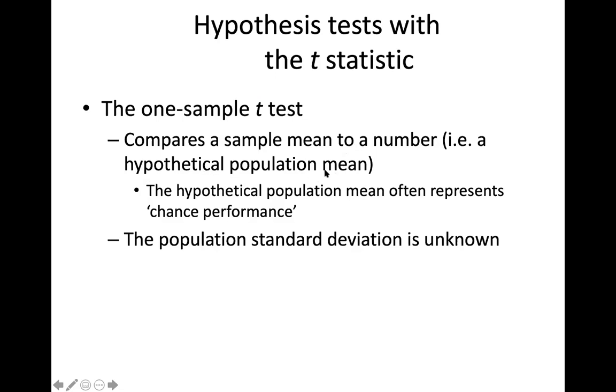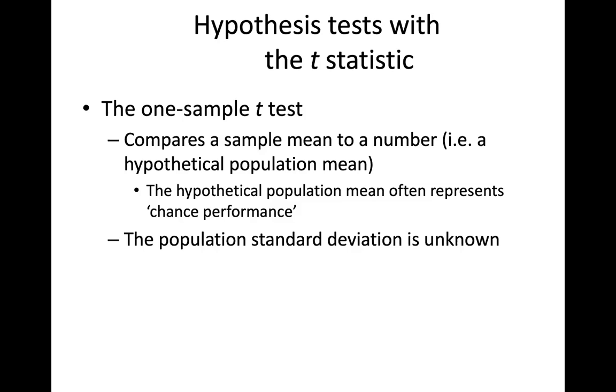And the book would just call it a population mean, but we're comparing a sample mean. It's a little more accurate to call it a hypothetical population mean. Because remember, for the one sample t-test, you look at the denominator of our t equation that I showed you at the beginning of this class. We don't know the population standard deviation. We can calculate the sample standard deviation, but we don't know the population standard deviation.